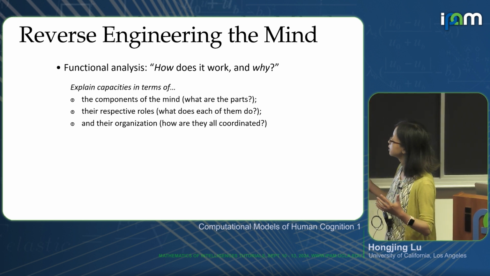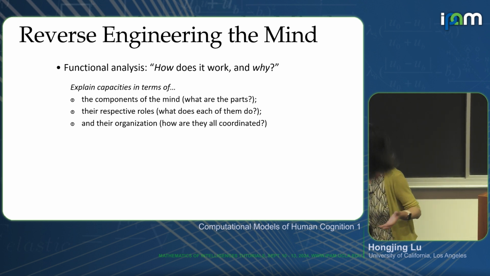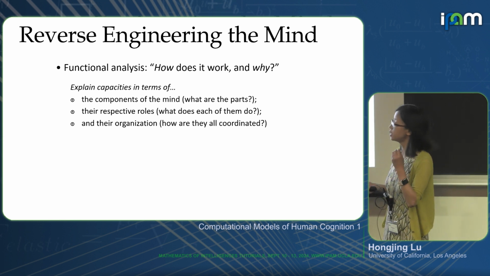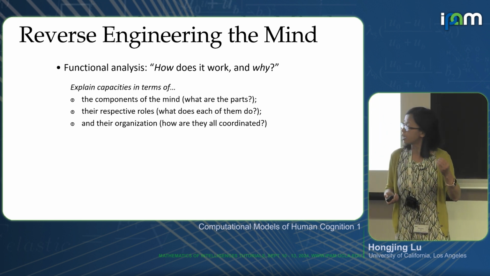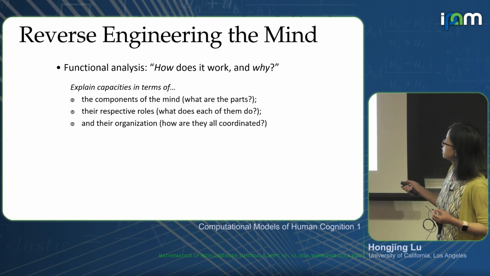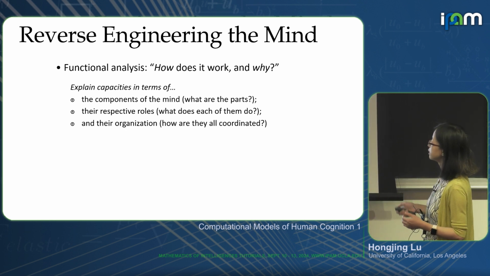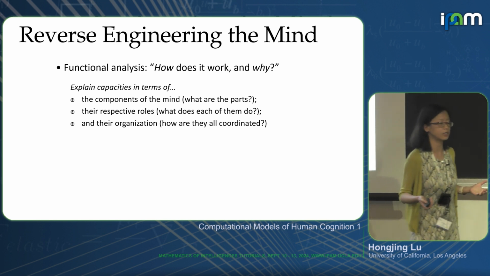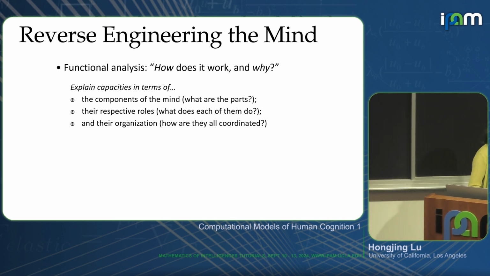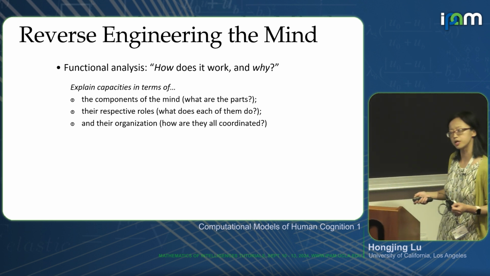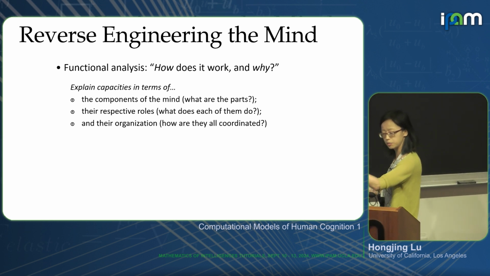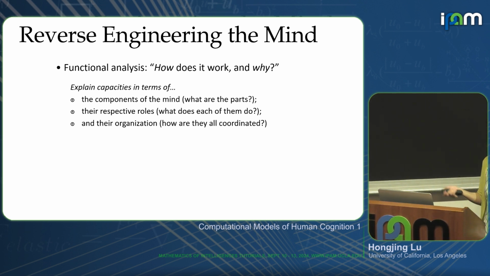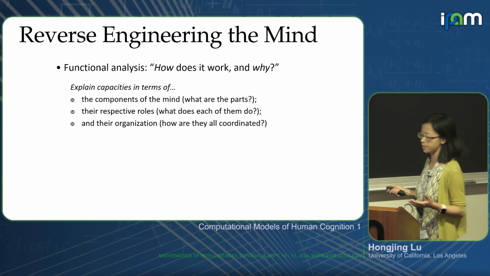From the functional perspective, we are trying to answer 3 different types of questions. First, what are the parts, the components of the mind? If we have all this intelligent behavior, what are the fundamental components in the mind to support it? We're interested in their respective roles, what each of these components does, and their organization. In psychology, we decompose the mind so that someone studies perception, someone studies memory, someone studies decision making, and so on. For the brain, we also have the corresponding functional regions related to these different capacities.